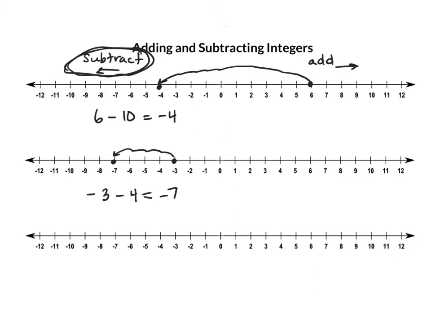How about 11 minus 15? 11 minus 15, I'm at 11. And I'm going to subtract 15, so I'm going to go to get to 0. I'll subtract 11. Now I'm going to subtract 15, so I need to subtract 4 more. 1, 2, 3, 4. And I end up right there at negative 4.